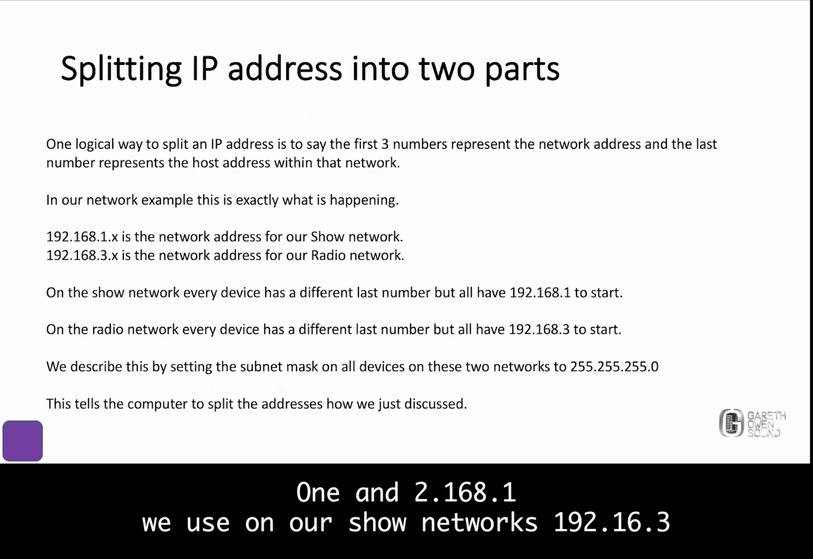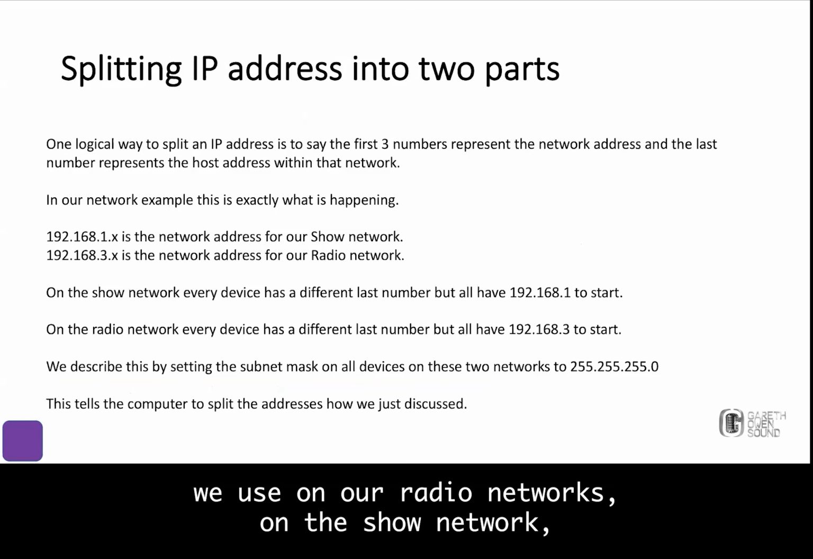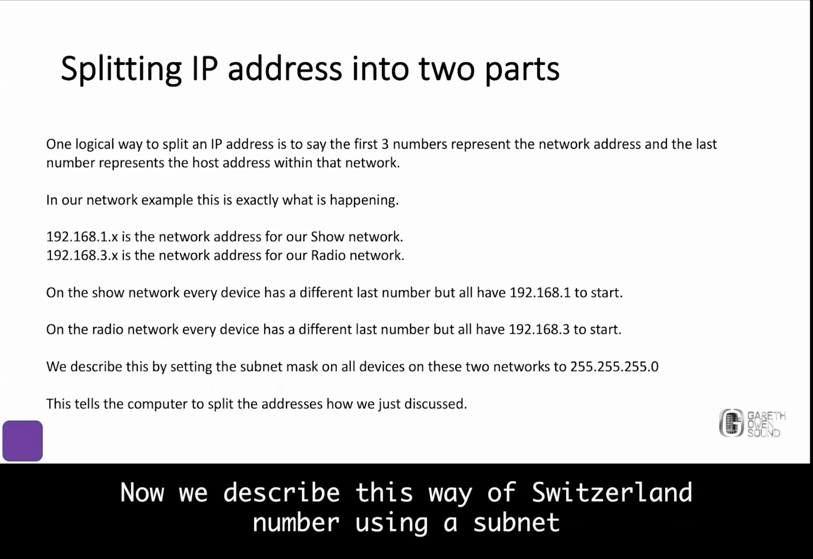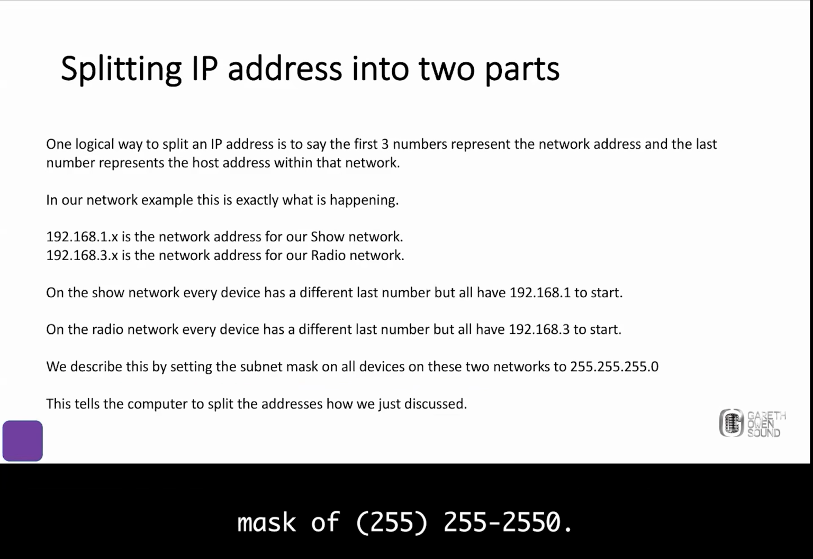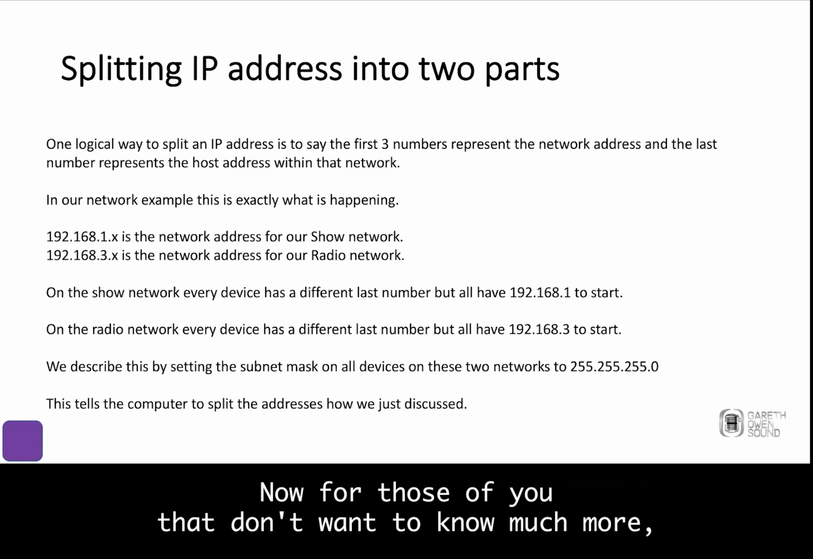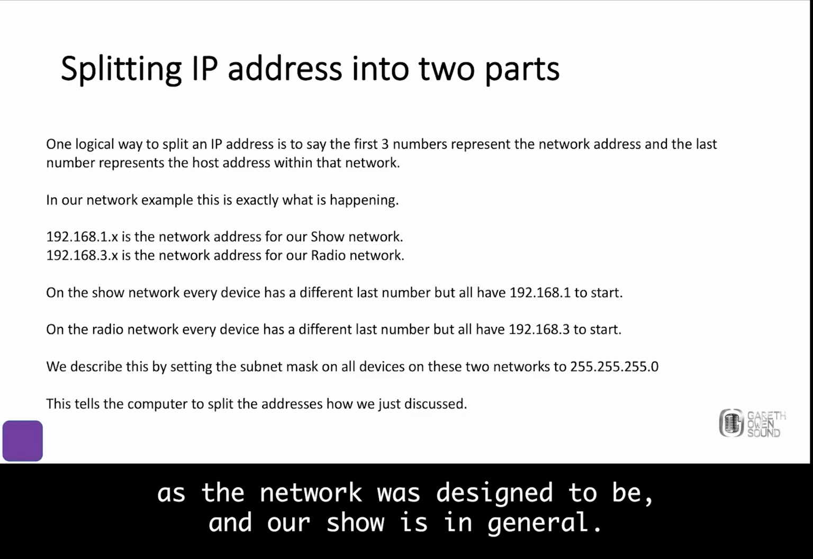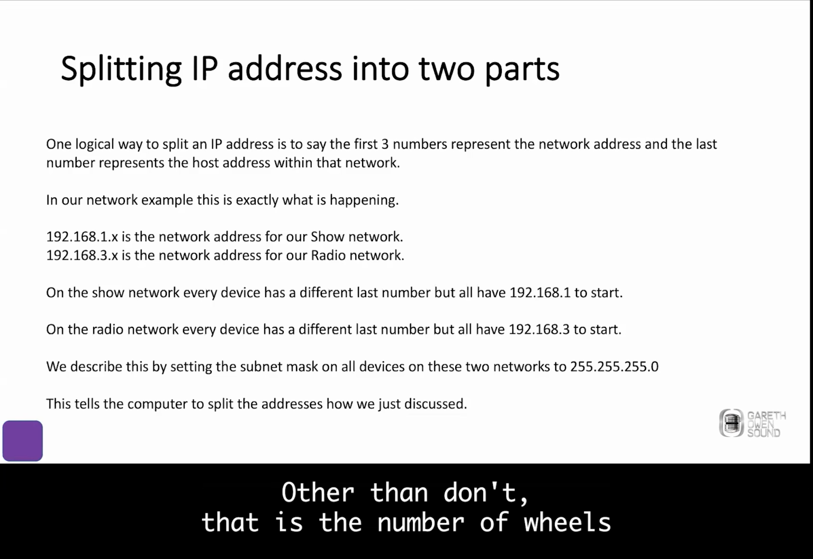192.168.1 we use on our show networks. 192.168.3 we use on our radio networks. On the show network, every device has a different last number, but all have the first bit. Now we describe this way of splitting the number using a subnet mask of 255.255.255.0. For those of you that don't want to know much more, that's all you need to know: you have to set the subnet mask correctly as the network was designed to be. And on our shows in general, other than Dante, that is the number we use.